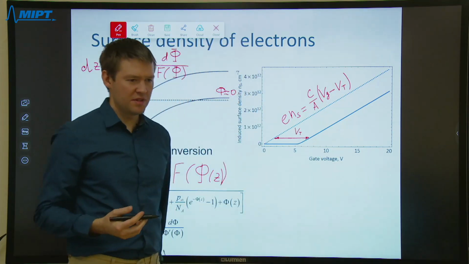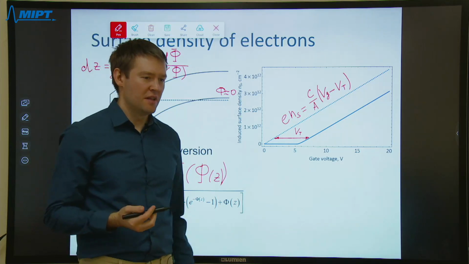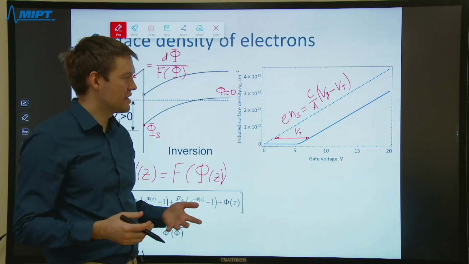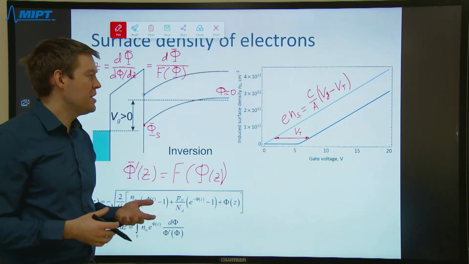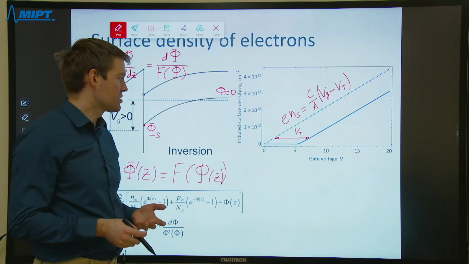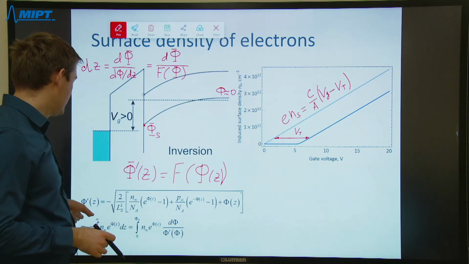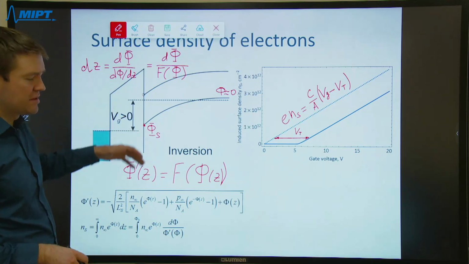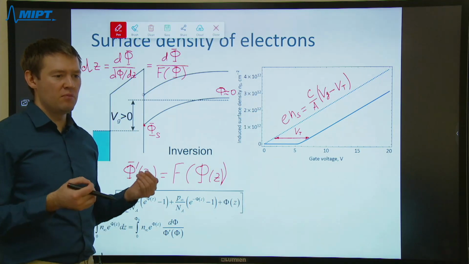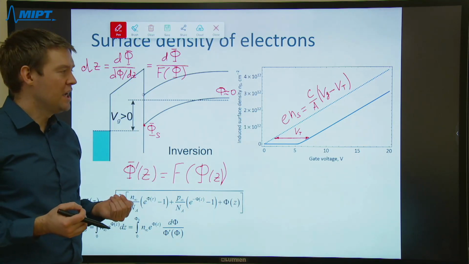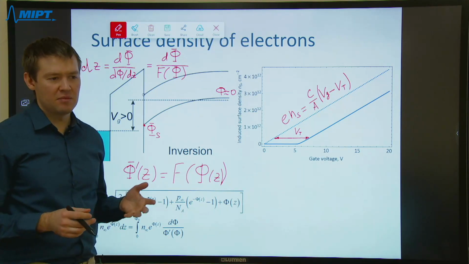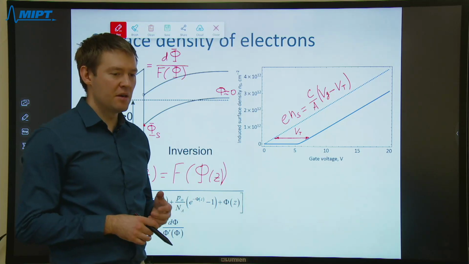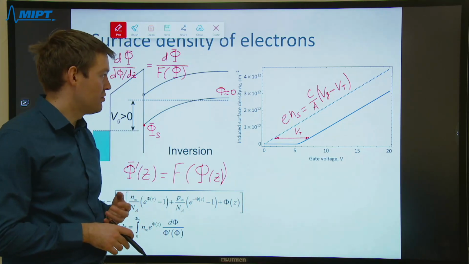In experiments, Vt is typically measured: you apply the gate voltage until your transistor starts conducting well. In theory, it can also be estimated: you can calculate the density of electrons at the surface and find the gate voltage at which this density becomes close to the density of majority carriers in the bulk. This is approximately the threshold voltage.